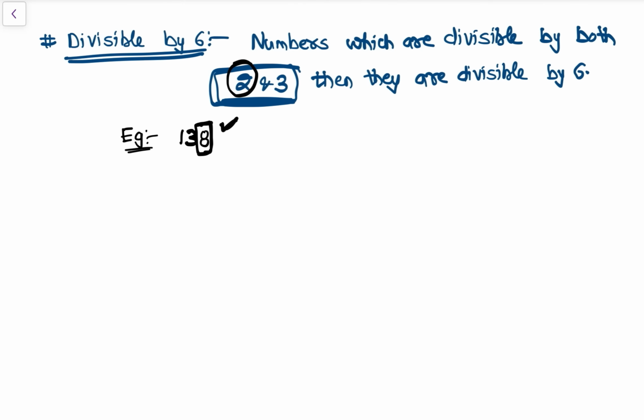Now what is the divisibility rule of 3? Check for 3. See, 1 plus 8 is 9, cut it, 3 cut it, so we are left with 0. 0 is 0 times 3, which is equal to 0. So yes, this number is divisible by 3 also. So overall this number is divisible by 6 also, because it is divisible by both 2 and 3.